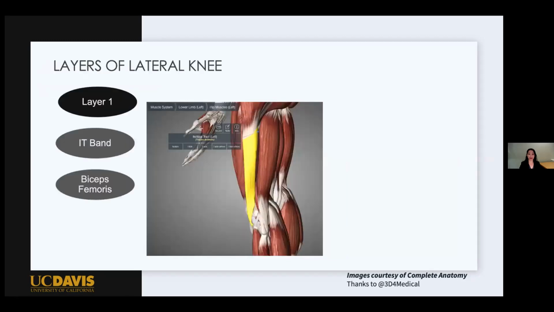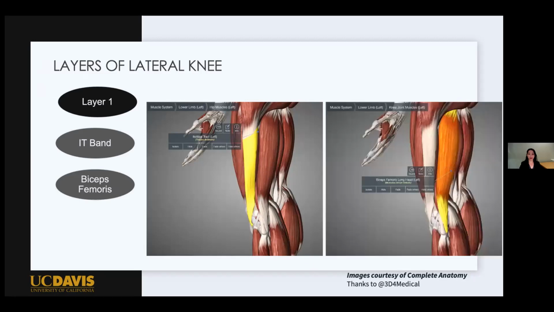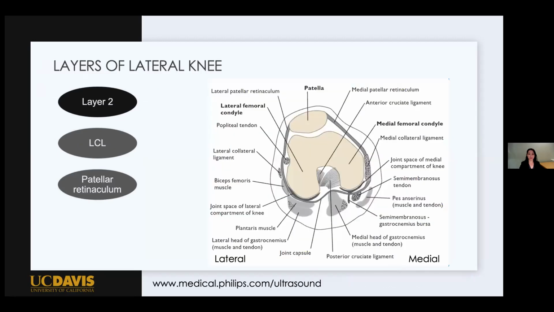There are 3 layers to the lateral knee, described by their orientation from outward to inward. The first, most superficial structures include the IT band and the biceps femoris. The second layer includes the LCL and the patellar retinaculum, which is the fibrous expansion of the IT band, an extension of the fascia of the vastus lateralis, and includes the deeper layers of the lateral patellofemoral ligament, patellotibial band, and transverse ligament.